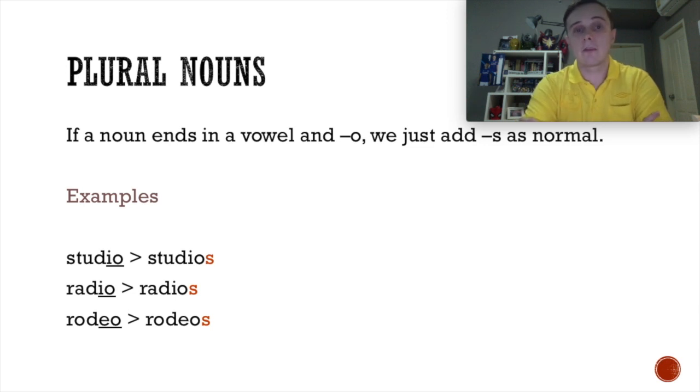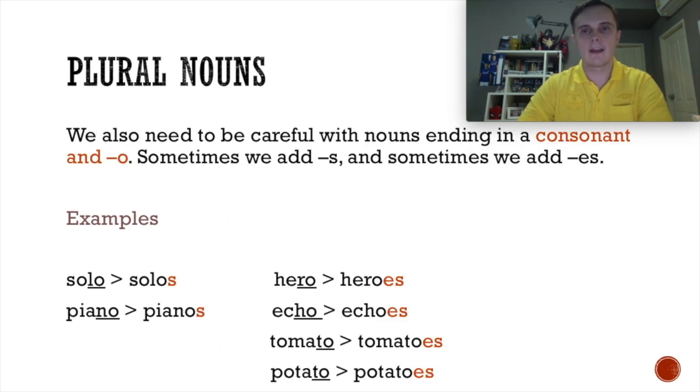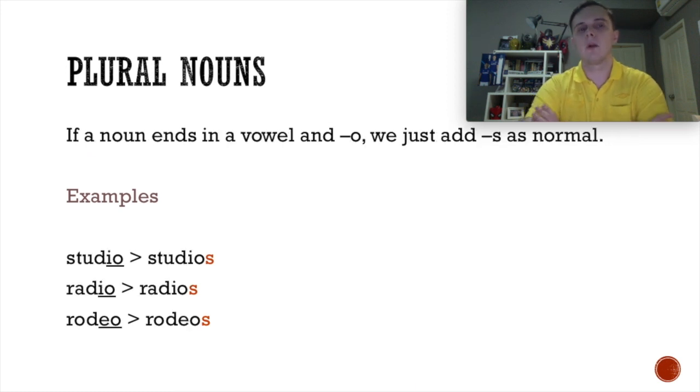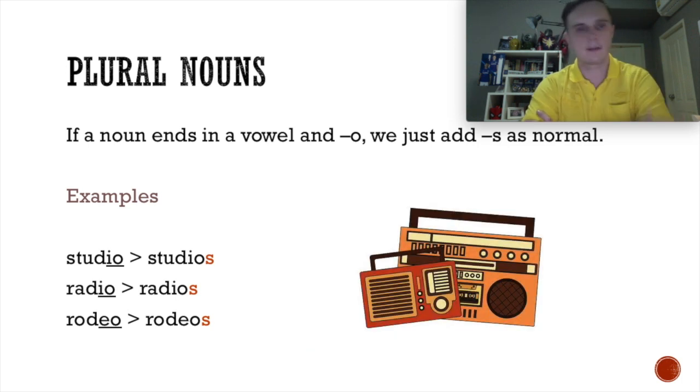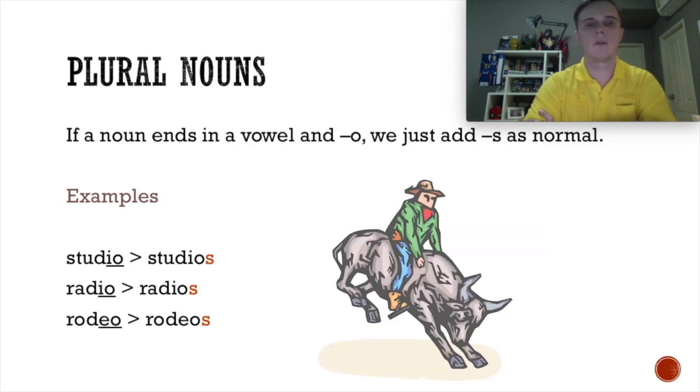If a noun ends with a vowel and O, you just add S as normal. So the ones that we just looked at, they end with a consonant and O, like hero, echo, tomato, potato. They all ended with consonant and O. But if it's a vowel and O, always just add S. So studio ends with I-O, you add an S. Radio ends with I-O, add an S. Rodeo ends with E-O, add an S.